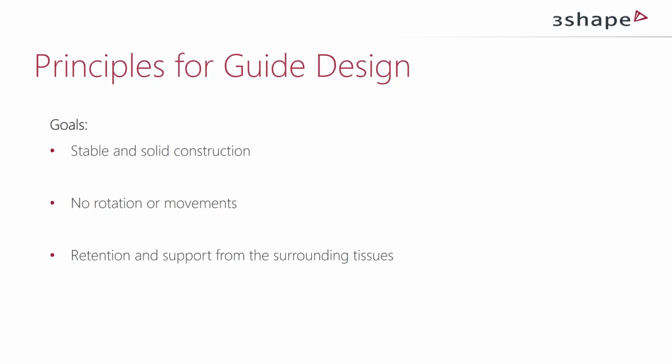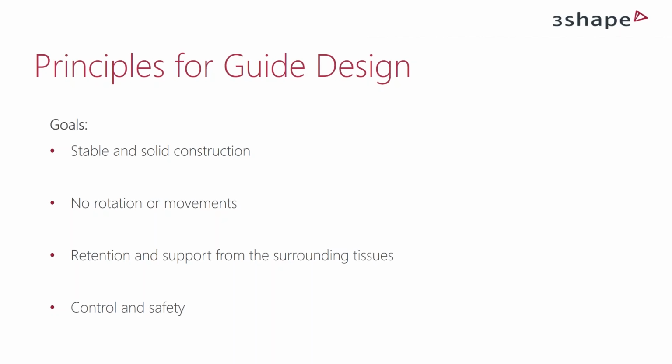Going into retention, we can also use the support from the surrounding tissues. This we can do by extending the guide to as many teeth as possible. We can also use, for example, anchor pins in free ends and in areas where there are no teeth to actually stabilize the guide from wiggling.